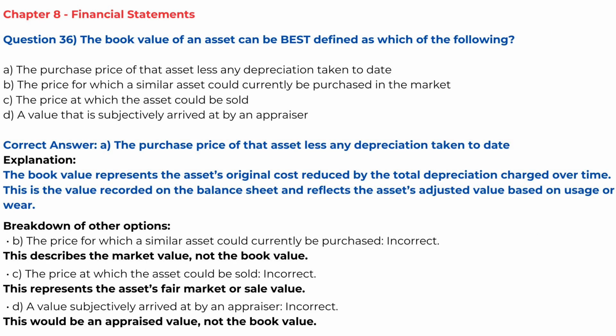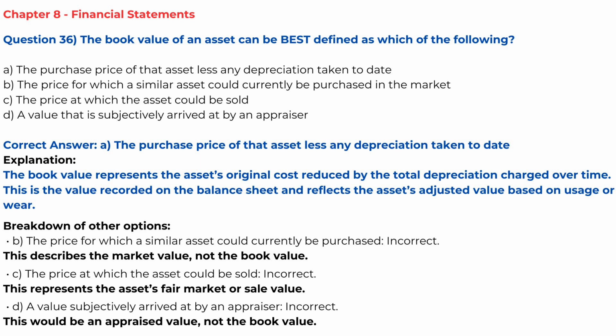Question 36. The book value of an asset can be best defined as which of the following? Correct answer, A. The purchase price of that asset less any depreciation taken to date. Explanation. The book value represents the asset's original cost reduced by the total depreciation charged over time. This is the value recorded on the balance sheet and reflects the asset's adjusted value based on usage or wear. Breakdown of other options.